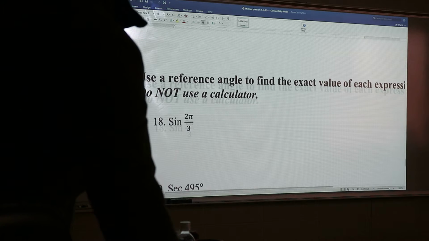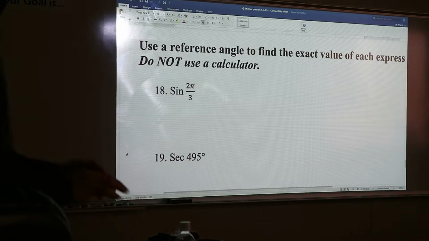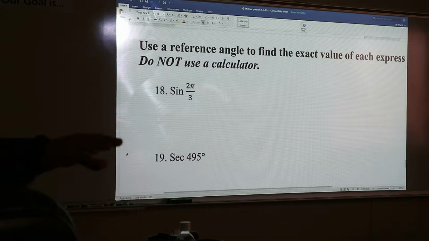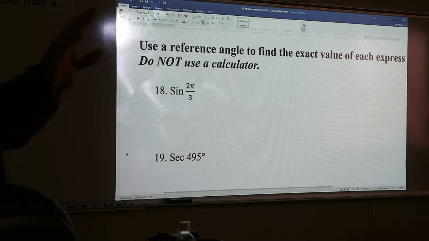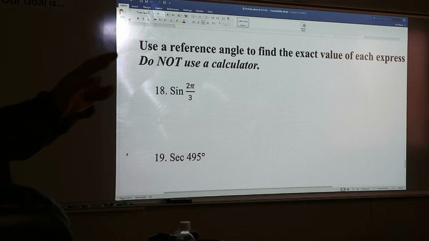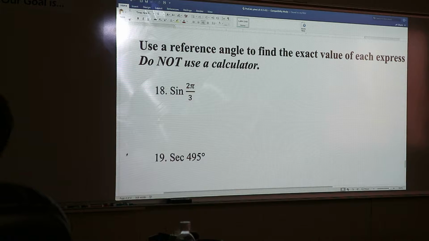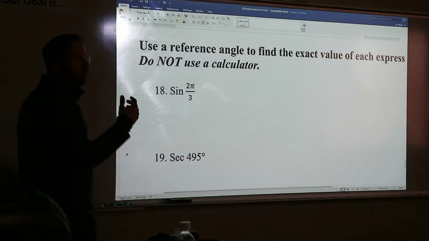Let's move on. Okay, we're doing 18, 19. I'll do one of these for you. Is there a certain one? Yeah, because there's a pie and it's 18? All right. So 18. We're going to convert this one before we start.